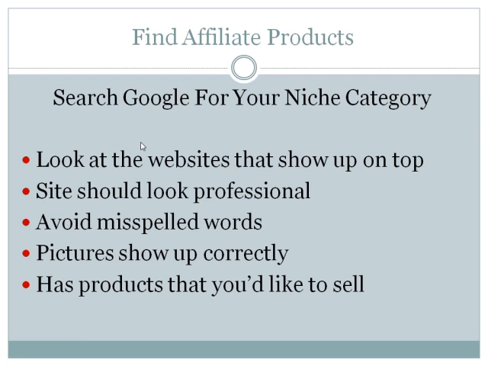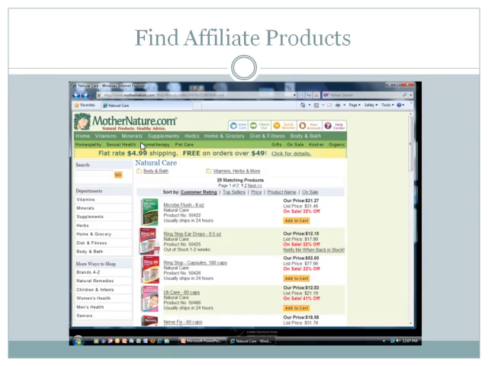You're looking for a website that has products that you'd like to sell. For this example, I typed in natural health care products. After looking at a few of the top websites, I found this one. It looks like a nice website, and it has a nice variety of products that I could sell. The next step is to see if they have an affiliate program I can use.